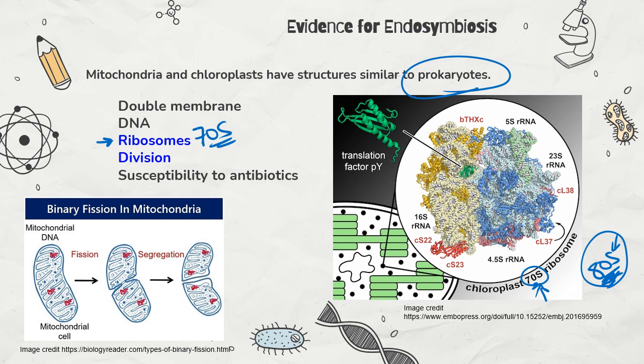Super cool. Also, mitochondria and chloroplasts divide via binary fission, which is the same way of cell division in bacterial cells. So mitochondria and chloroplasts reproduce independently of the rest of the cell, and they reproduce via binary fission, which is the same way as bacterial cells reproduce.